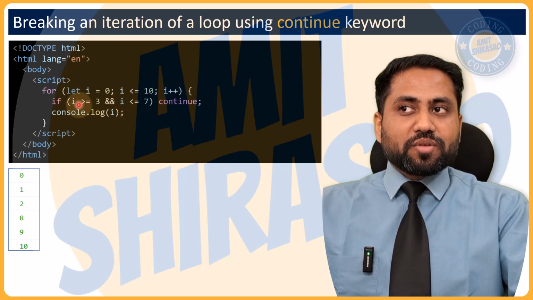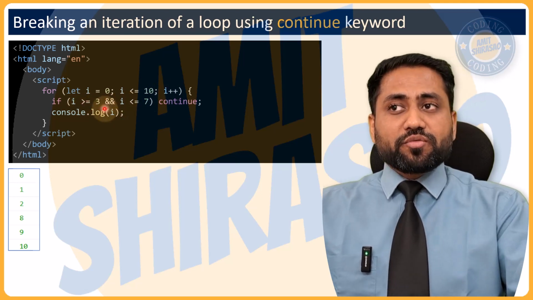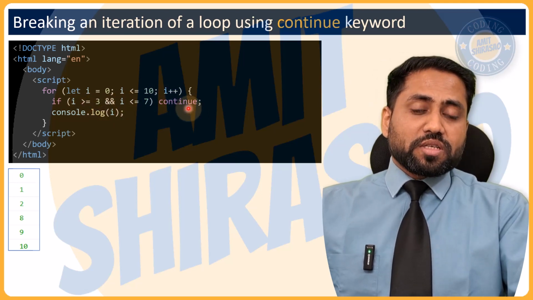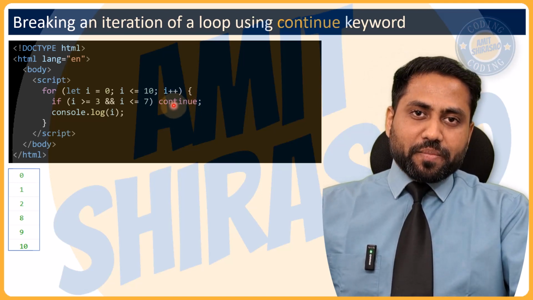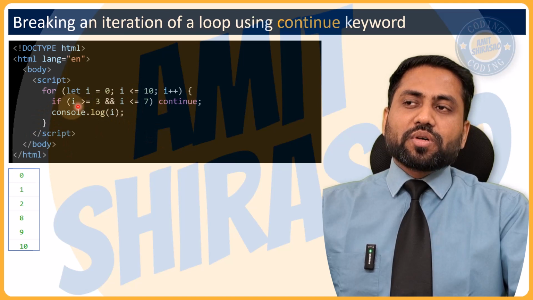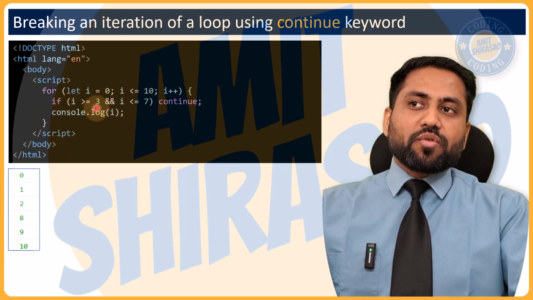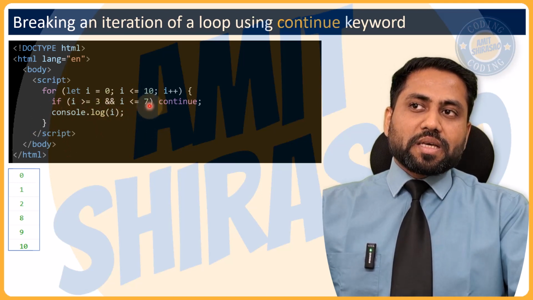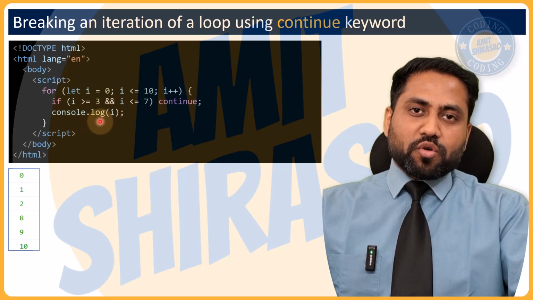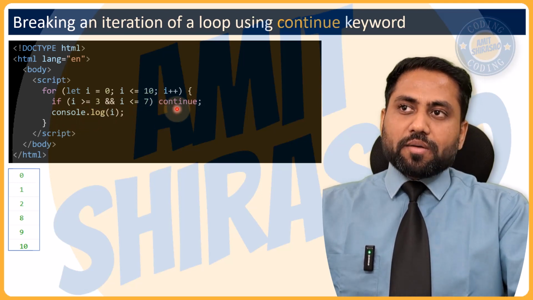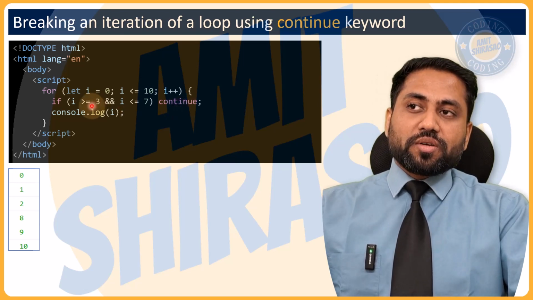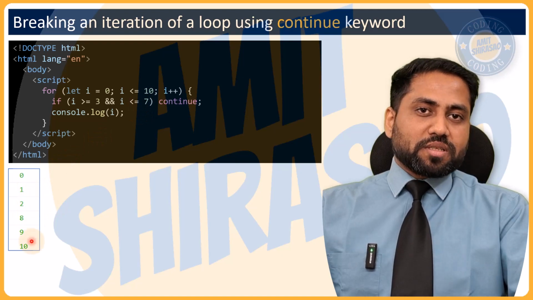Within that cycle, once again you will check whether this condition is true. If true, then once again continue is called. That means that cycle is abandoned, and the next cycle is called. Okay, so this is how it continues. So here if i is equal to 3, 4, 5, 6, 7, then this console output won't happen, because the cycle is broken, but the loop continues. So only 3, 4, 5, 6, 7 are not printed, but all the other numbers are printed here.